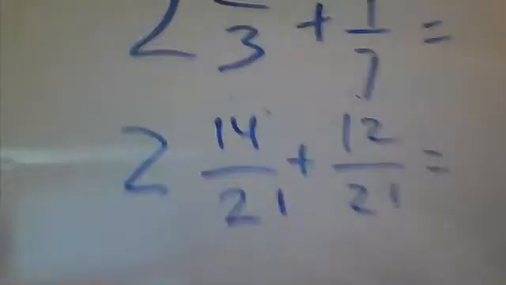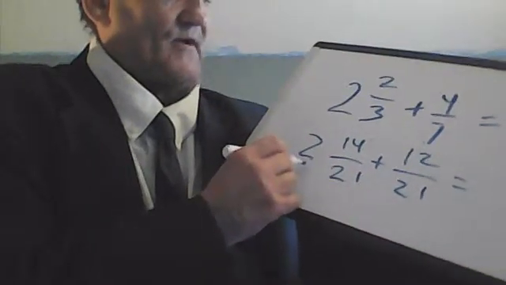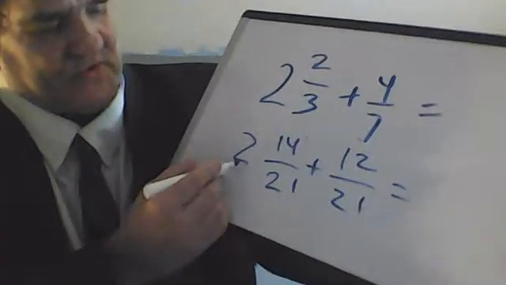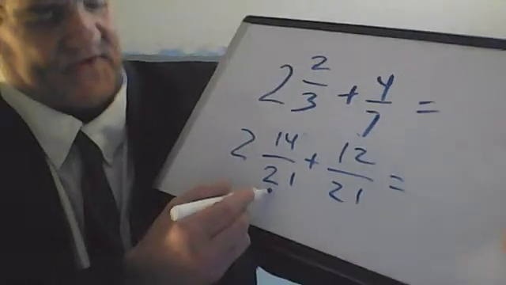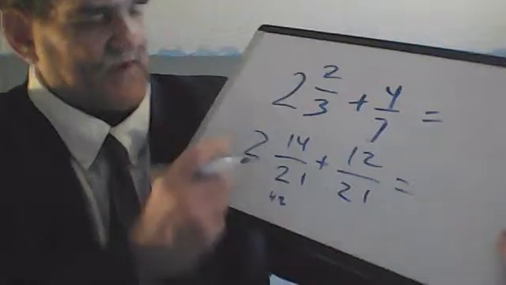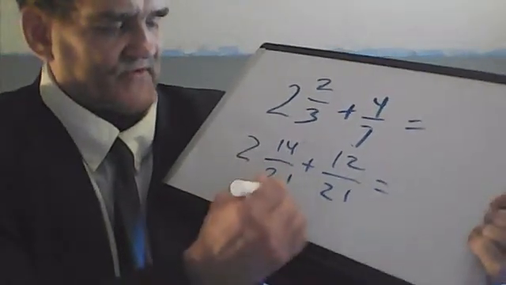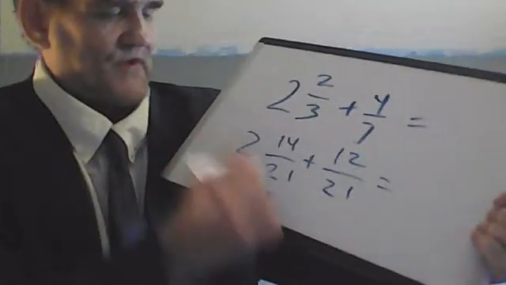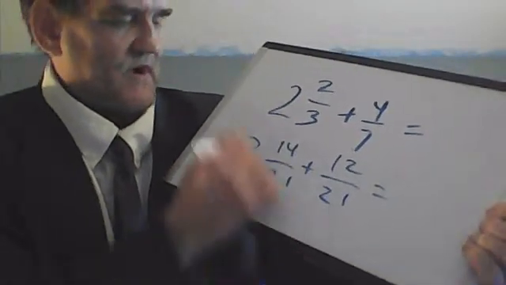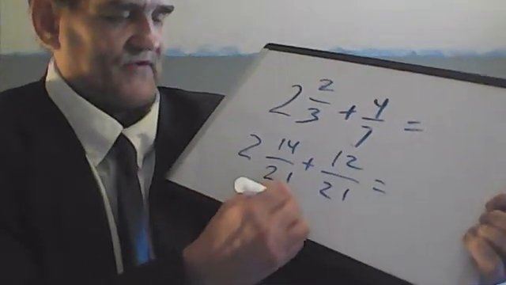All right. Now, you have this whole number 2 right here. To make it easier to add, here's my suggestion. Multiply 2 times the 21 as the denominator, you'll get 42. And then you add the numerator to the 42 and you'll get 56. 42 plus 14 is 56.